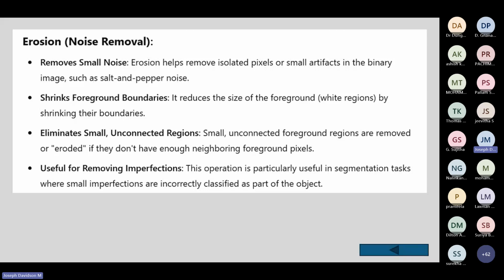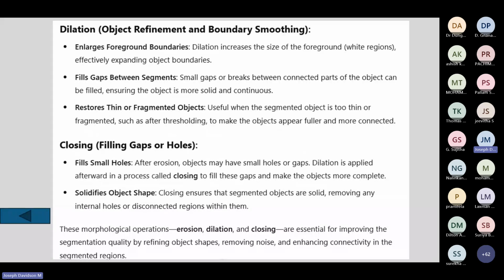After this, I cannot simply keep it as such because you are not getting the actual size. You have purposefully reduced it using the algorithm, right? So what you do is dilate it again. You enlarge the white portion. The dilation algorithm enlarges the foreground boundaries, because to eradicate these small dark spots you purposely reduced or shrank it. So dilation increases the size of the foreground or white region, effectively expanding the object boundaries. It also fills small gaps or breaks between connected parts.